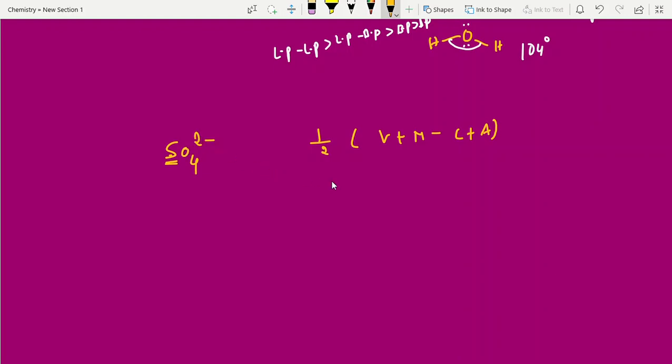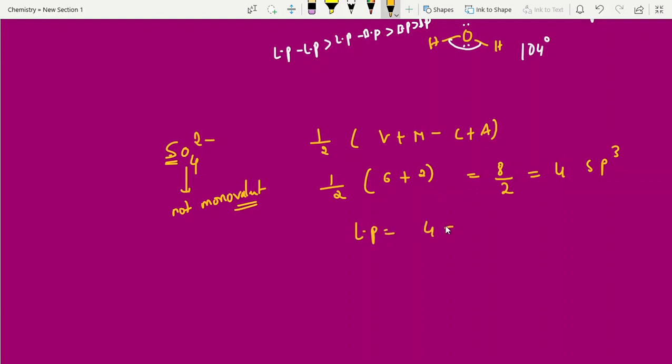Okay. So half into central atom sulfur, 6 valence electrons, same as oxygen. See, 6. Next one, oxygen. Oxygen is not monovalent. Monovalent is nothing but what I gave in the list. And we have a charge here. This is a charged species: 6 plus 2. Cation means subtraction. Anion means adding. Right. So here also 8 by 2. 8 by 2 is nothing but 4. 4 means sp3. So now the lone pairs calculation: 4 minus the number of bonded atoms.